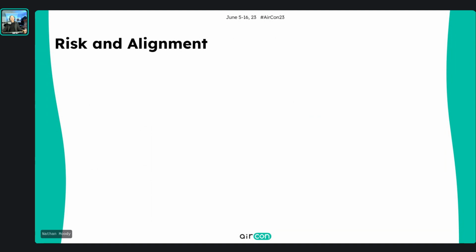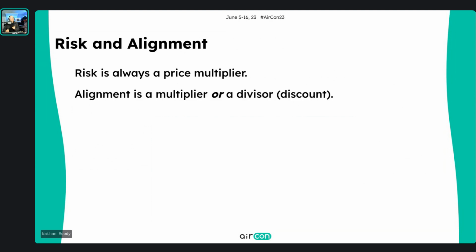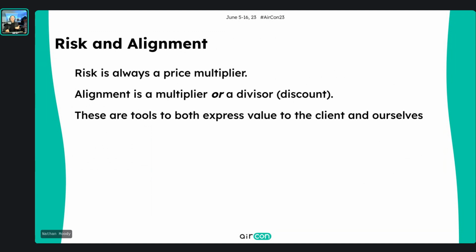So risk and alignment, what the heck are these things? So risk is always a price multiplier. These are things that could balloon a project in scope or effort needed. And it's important to quantify every risk item and give it an actual numeric multiplier. We'll get into reasons why that's so important in just a little bit. Alignment is either a multiplier or a divisor. A divisor meaning it's a discount, depending on how well or poorly a project is aligned. So these are tools to express value to both the client and ourselves.